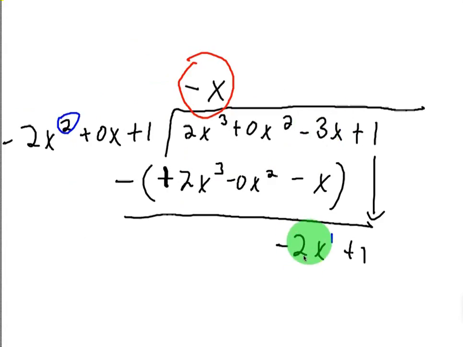But remember, when this power down here is smaller, you stop, okay? This is negative 2x to the first. This is negative 2x squared. So we don't have to divide anymore. So this is our slant asymptote. All right, it's actually just going to be y equals negative x.